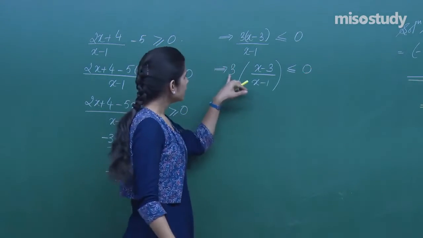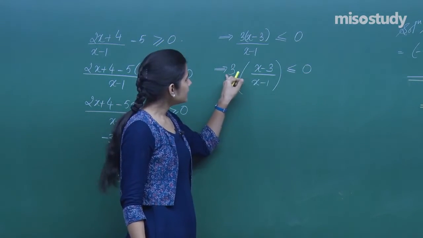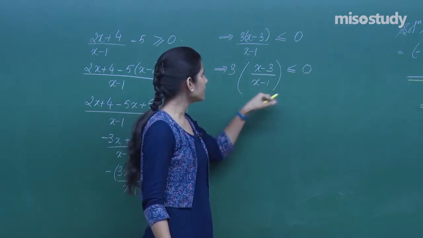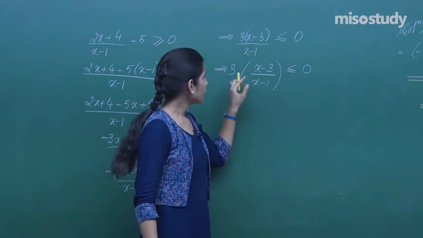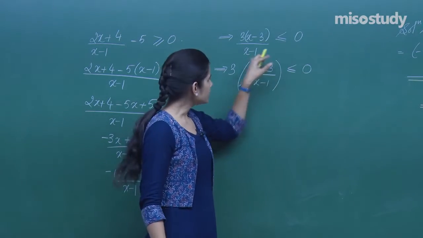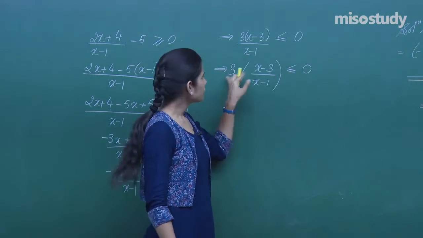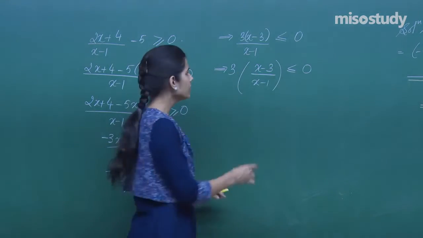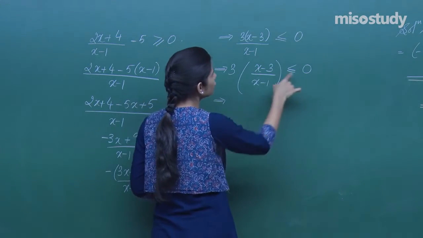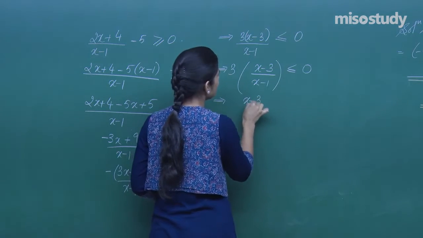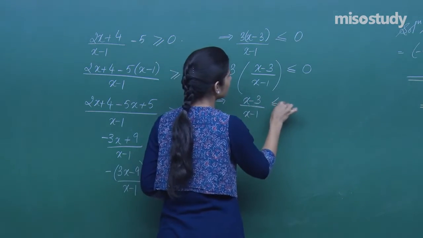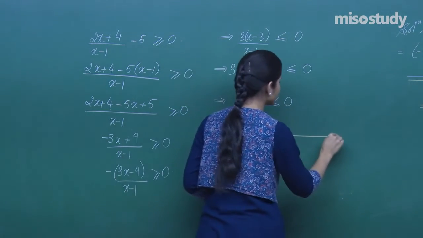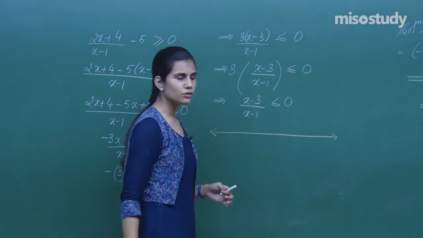Now you have 3 multiplied by x minus 3 upon x minus 1 and the answer is negative. 3 is positive. If it is being multiplied by this and the answer is coming out to be negative, that means this quantity has to be negative. For 3 into something to be 0, this quantity has to be 0 because 3 is non-zero. That means for 3 into something to be less than equal to 0, x minus 3 upon x minus 1 should be less than equal to 0. After this, for which values of x is x minus 3 upon x minus 1 less than equal to 0?